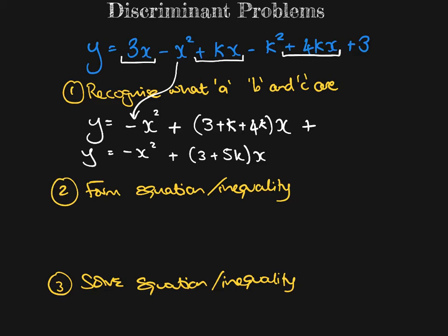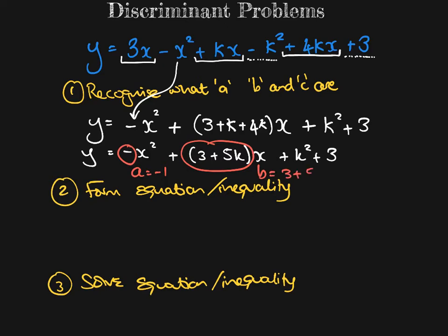And then what's left? Well, this is left, this minus k squared. That's not x squareds or x's, it's just a number. So that's on the end. And then this bit here, this 3. That's not x squareds and it's not x's, it's just a number. So that goes on the end. So by rewriting the quadratic as an amount A of x squared plus an amount B of x plus an amount C of numbers, we can identify correctly the A, B and the C.